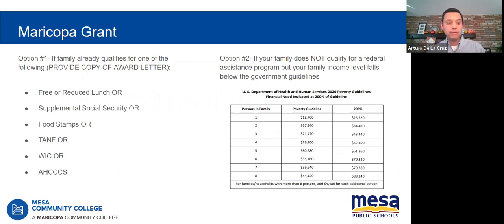They need to be an Arizona resident, and they need to provide an award letter, either provide an award letter of one of these government services, or they need to provide verification that their income falls within that 200% category there, that column. And this is that federal poverty guideline that many of you may have worked with in the past. So if they prove that income level is at or below, then we can go ahead and award the Maricopa grant.